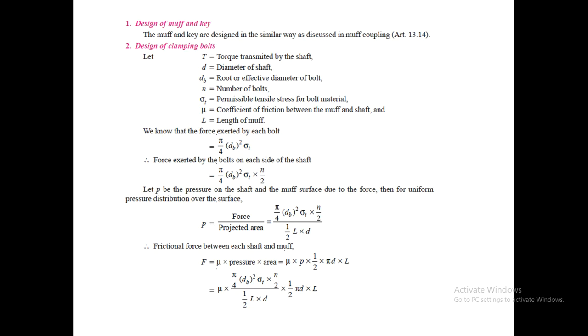Now we can write the pressure equation, which is equal to force divided by area, where the force is already calculated, divided by the projected area. The area where the bolts are in contact with the shaft is half into L into D. The frictional force between the shaft and the muff coupling is given as force equals mu into pressure into area, in which we can substitute the equation for pressure, and also the equation for area. Here the area equation is pi d into L.